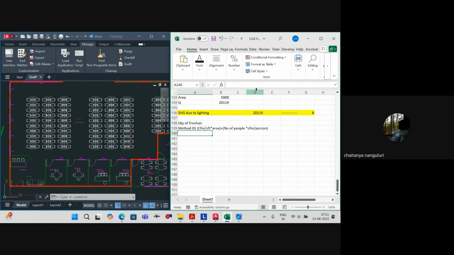Method 1 is CFM equal to area into CFM per square feet plus number of people into CFM per person. And method 2 is as per air changes, air changes per hour. So first I'll start with method 1.